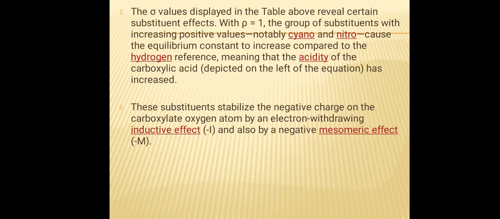The sigma values displayed in the table above reveal certain substituent effects with rho equal to 1. The group of substituents with increasing positive values, notably cyano and nitro, cause the equilibrium constant to increase compared to the hydrogen reference, meaning that the acidity of the carboxylic acid has been increased. These substituents stabilize the negative charge on the carboxylate oxygen atom by the electron withdrawing inductive effect, that means the minus I effect, and also by the negative mesomeric effect, that means minus M.